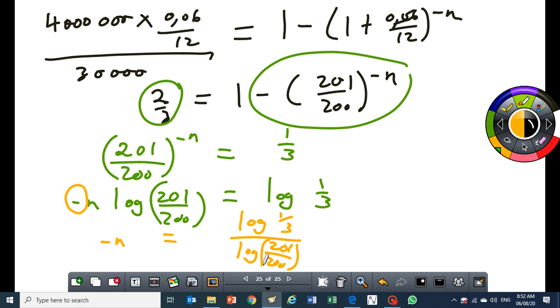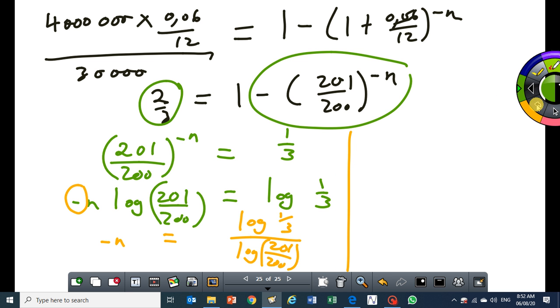Okay, so what you get? Minus n equal to negative 220.27. Right. What was the question asking? How many withdrawals? Because the first digit after the decimal point is less than 5, round it down. So n is going to be equal to 220 payments.